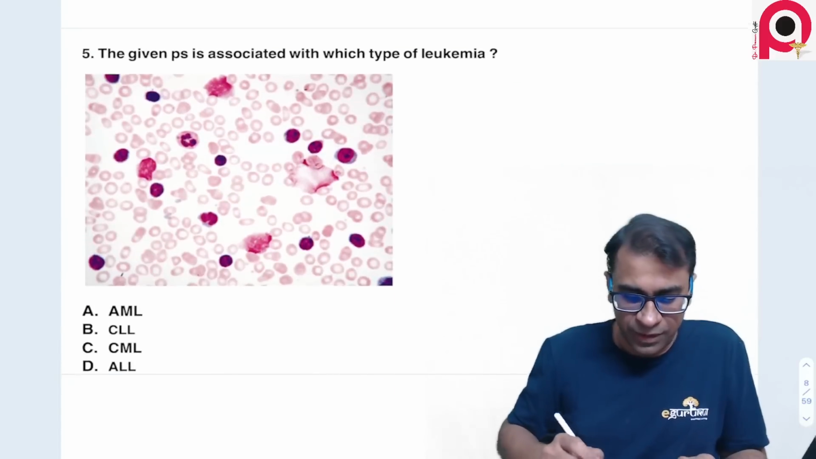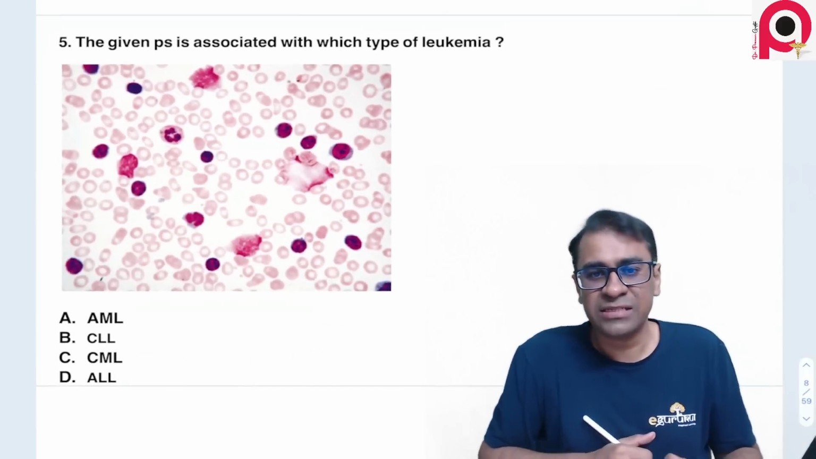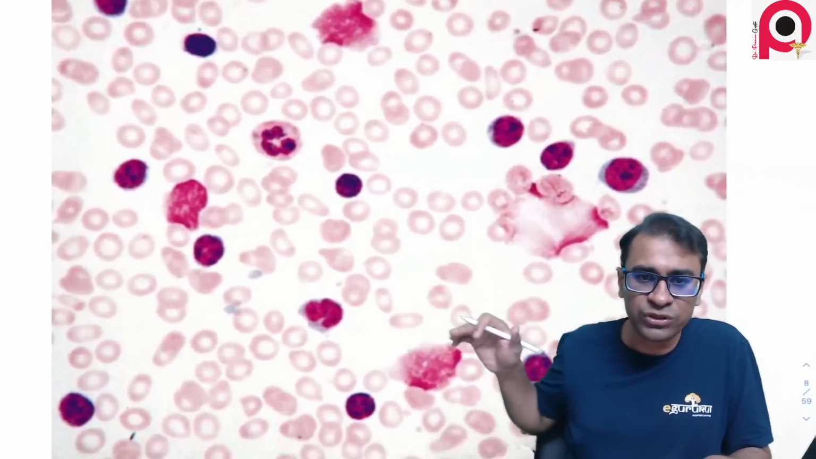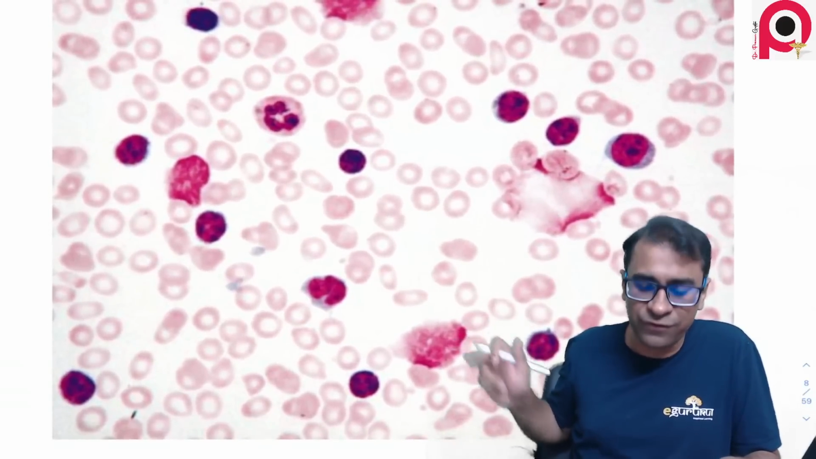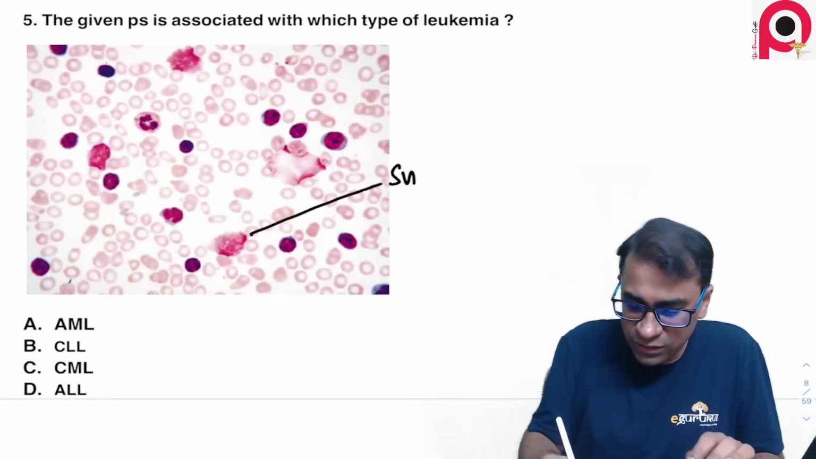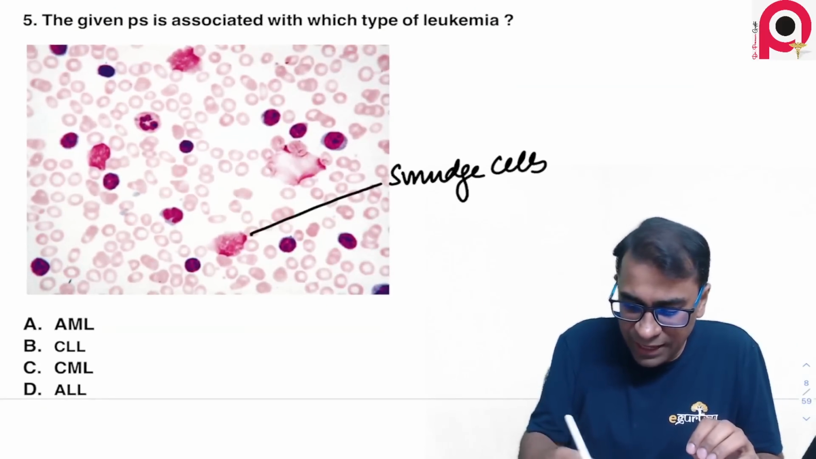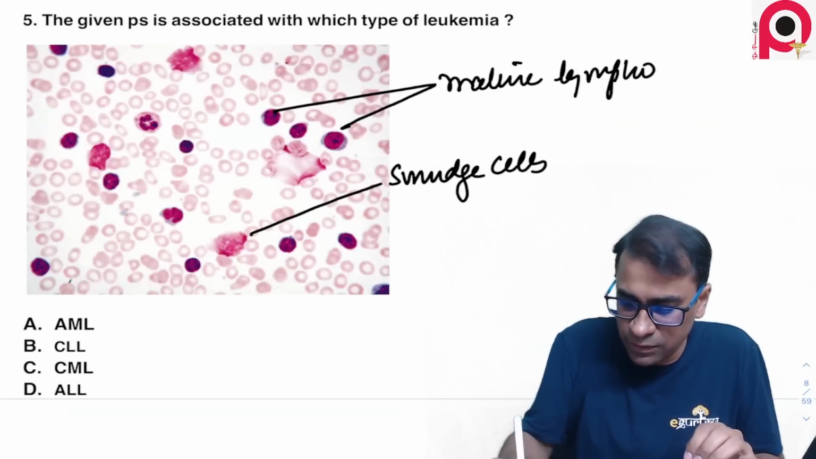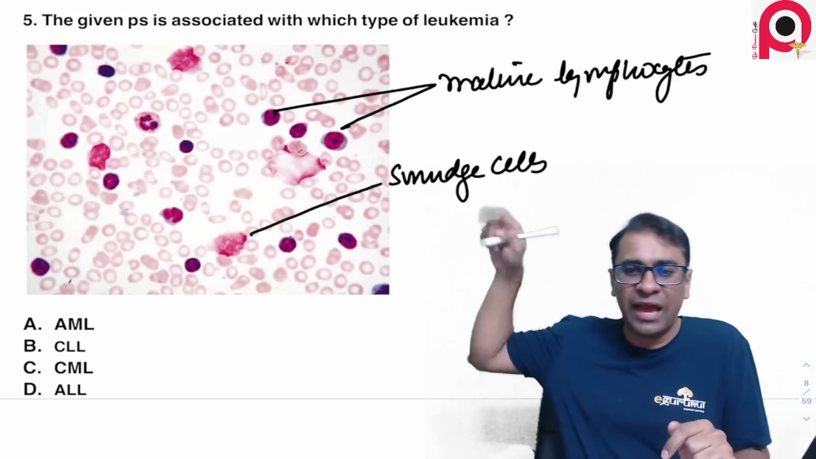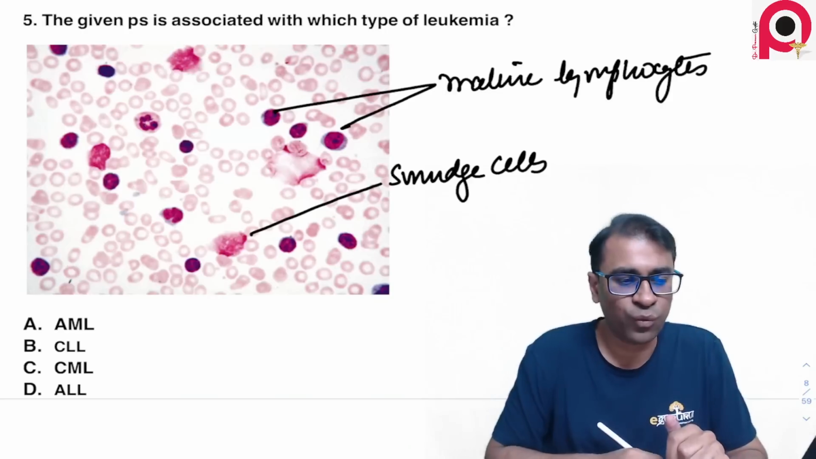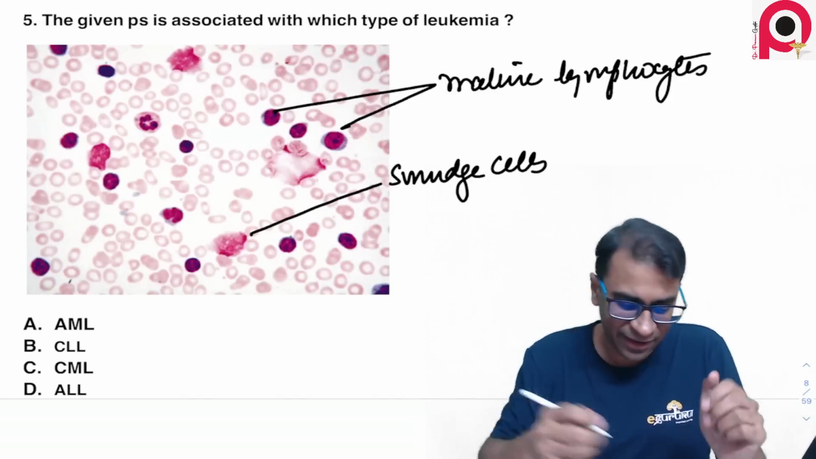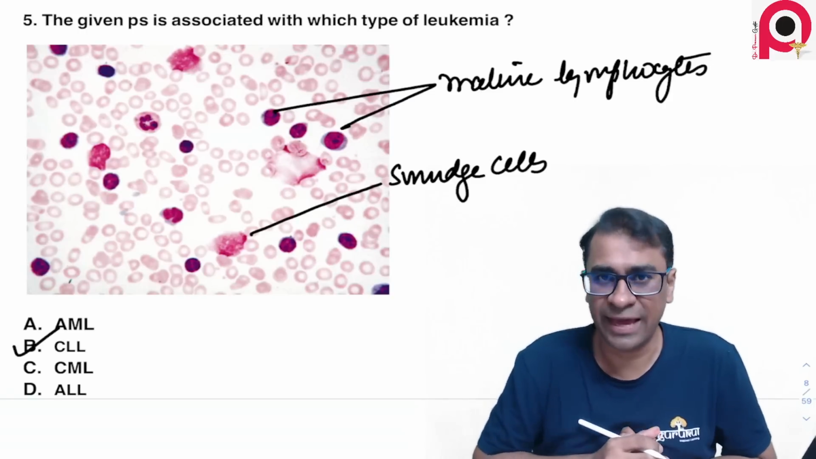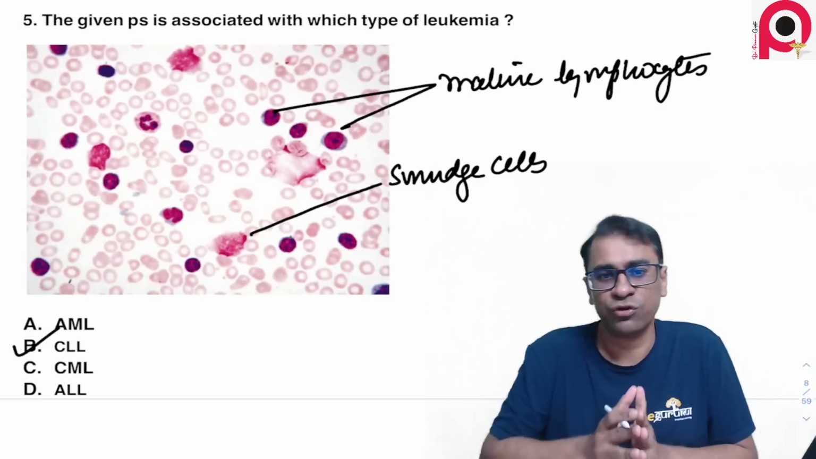Anyhow, the given peripheral smear is associated with this leukemia. Now, what do you see here? This actually is a case of smudge cells, and these are the mature lymphocytes. So with smudge cells and mature lymphocytes, I think the answer was very clear, and the answer becomes a case of chronic lymphocytic leukemia, CLL. Okay, chronic lymphocytic leukemia, CLL.